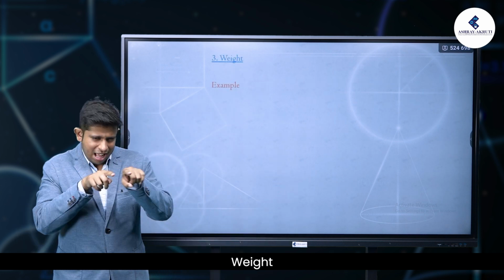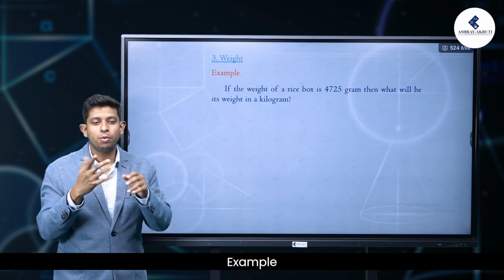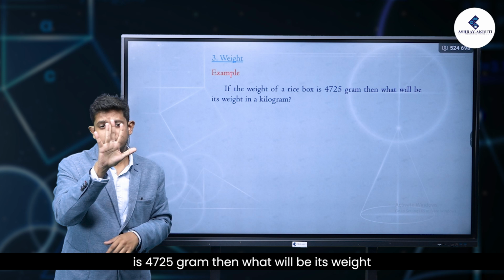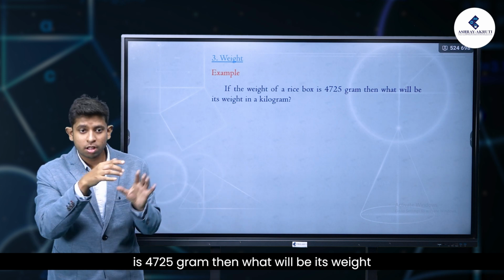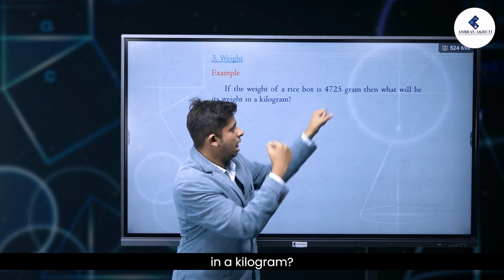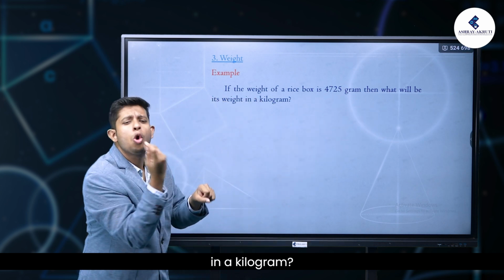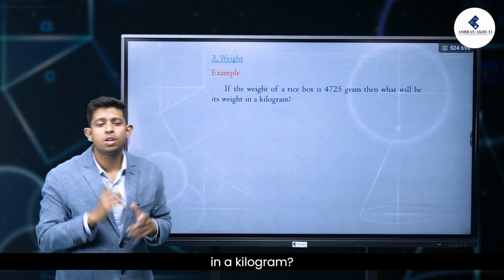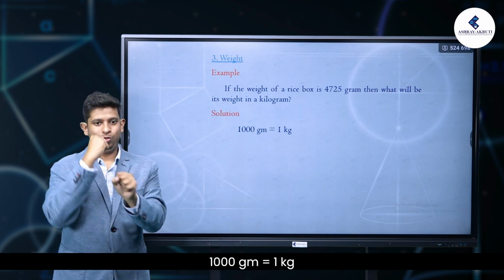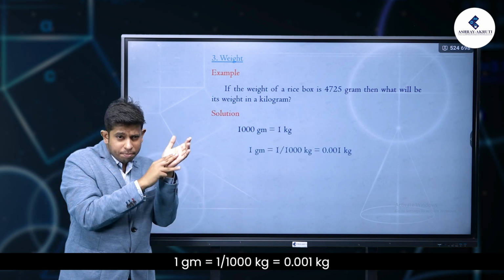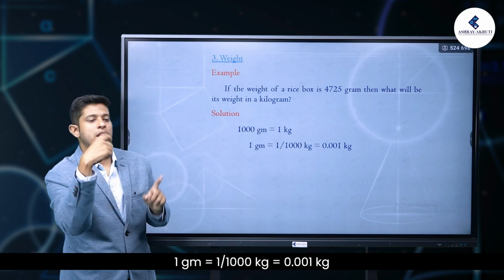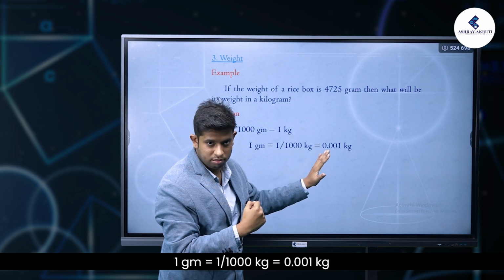Weight. Example. If the weight of a rice box is 4,725 grams, then what will be its weight in a kilogram? Solution. 1000 gram is equal to 1 kg. 1 gram is equal to 1 by 1000 kg, which is equal to 0.001 kg.